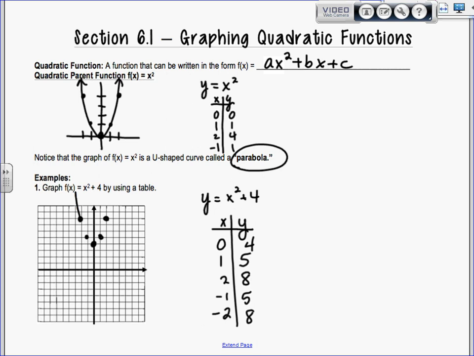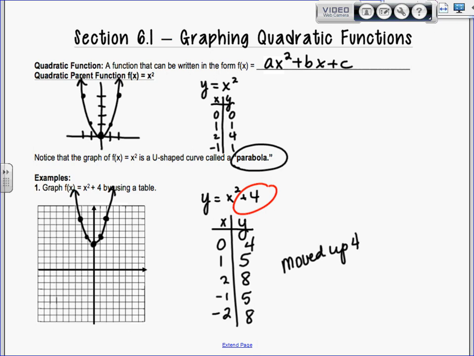So it looks just like that parent function, except it's been moved. So where did it move? It moved up 4. And it kind of makes sense because on the end of our function, we just tacked on a plus 4, right? So it's like we had the x squared from before, all the same y values, and then we tacked on plus 4.